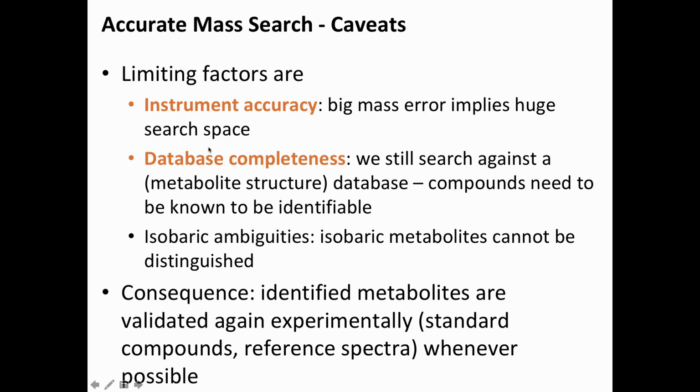But the bigger issue is really database completeness. We still search against these databases where we don't know how large the metabolome really is, and we're still discovering new stuff every day in metabolomics. So you're restricting yourself to a subspace of the chemical space that's out there that might not be what you're looking for. Also, accurate mass has this issue with isobaric ambiguities. There's just no way around that.